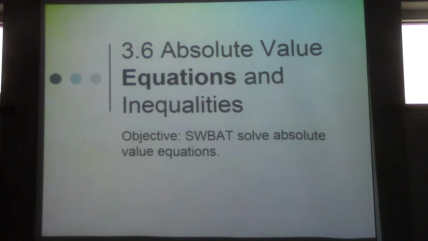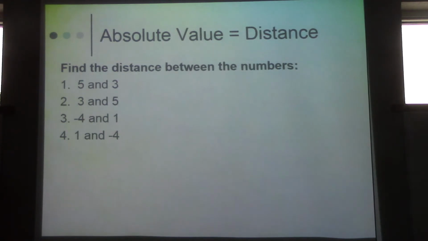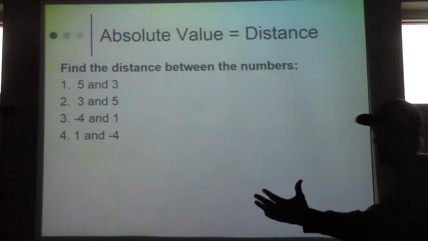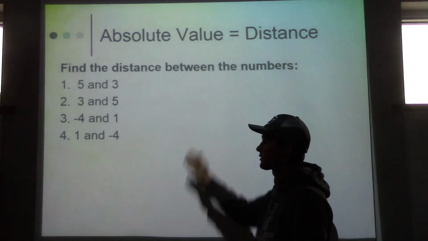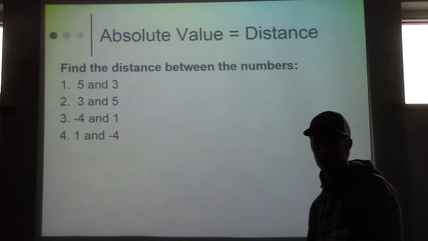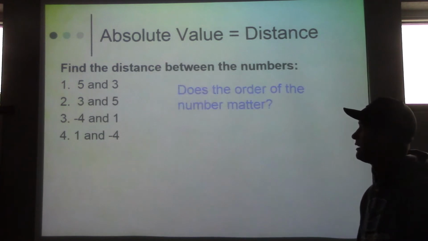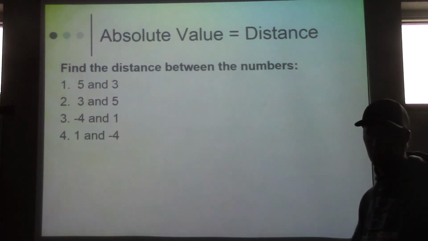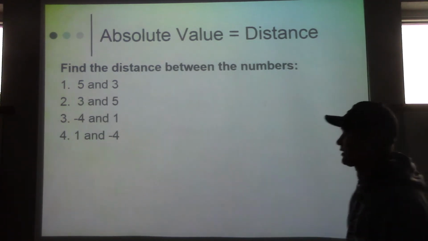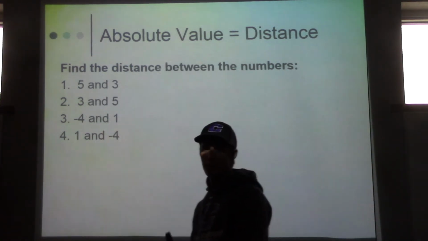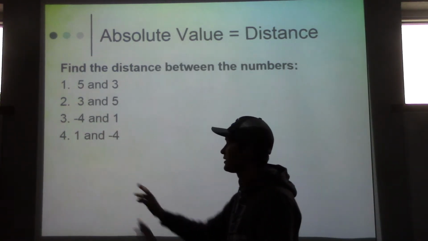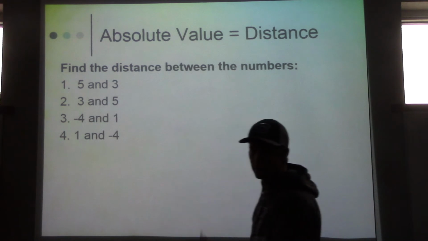More in class, we're going to go over section 3.5, solving absolute value equations. So we'll start off with the absolute value. Absolute value is distance, how far apart two numbers are. If I look at 5 and 3, how far apart are those? Well, there's 2 units. If I look at 3 and 5, how far apart are those? There are 2. If I look at negative 4 and 1, how far apart are those numbers? 5 units. And lastly, 1 and negative 4, 5 units.